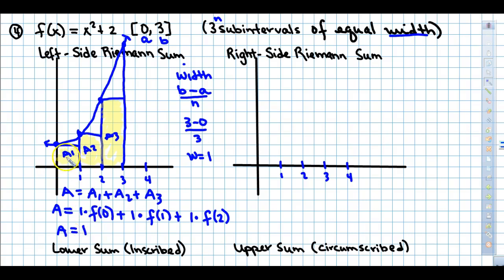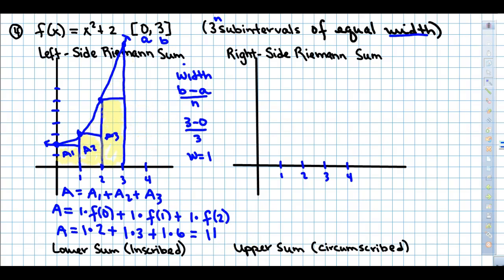You can say, well, this rectangle is 1 times whatever f of 0 is, which is 2. Remember, I was just counting by ones on the y-axis. And then this one is going to be 1 times f of 1, which is 3, plus 1 times f of 2, which is 6, and that gives me an area of 11. Okay, so using a left Riemann sum, there's approximately 11 square units under here.